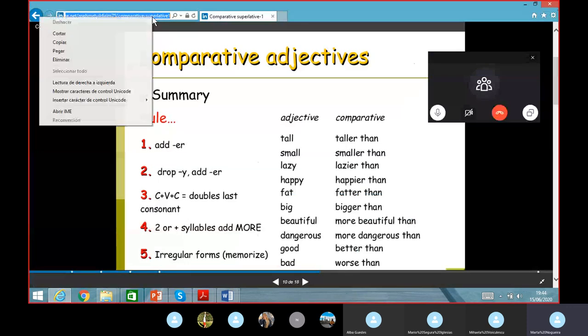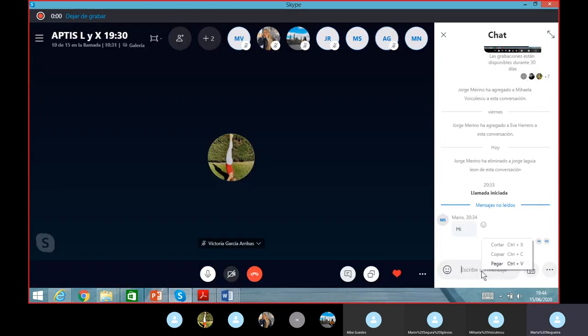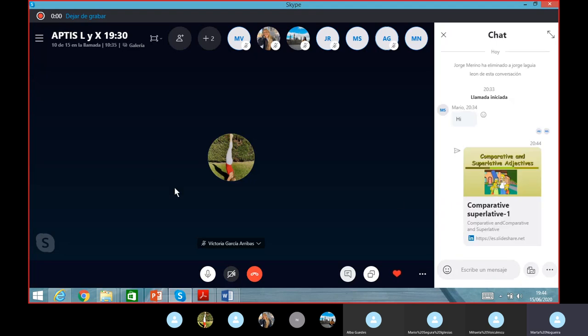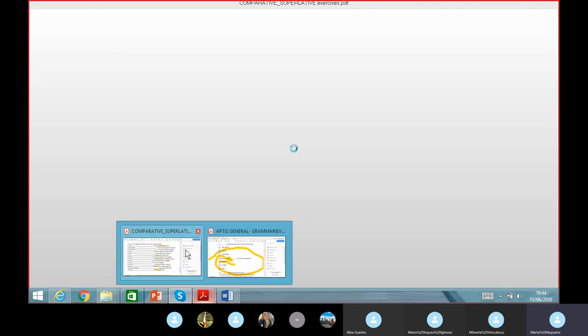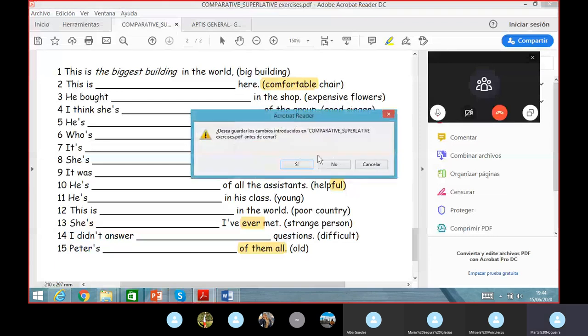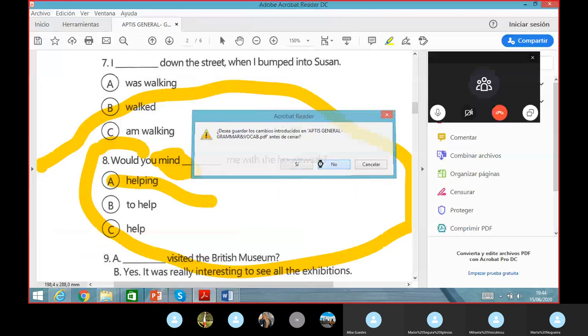No os hagáis spoiler con el superlativo, ¿eh? Ese es el PowerPoint, ahí lo tenéis, ¿vale? No hace falta que lo miréis ahora, chicos. Lo que vamos a hacer es... Esto lo vamos a ver luego.